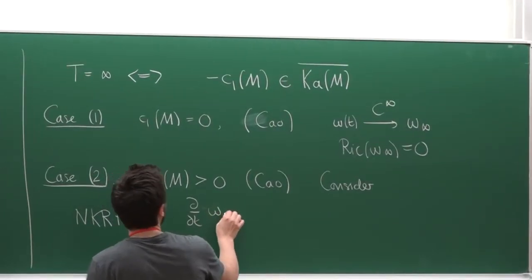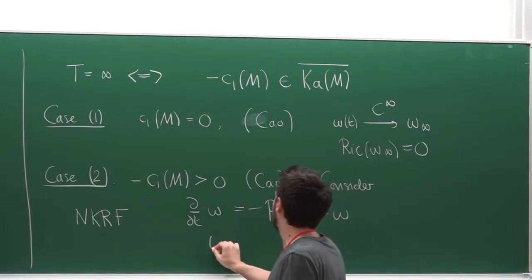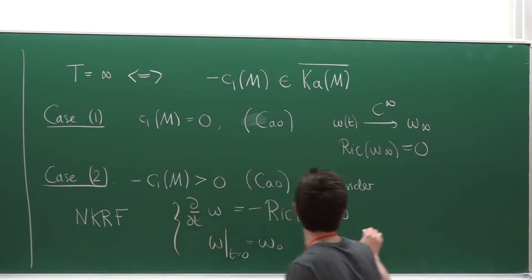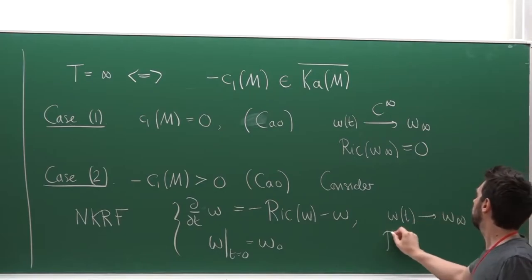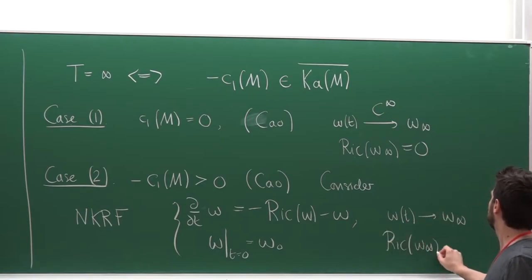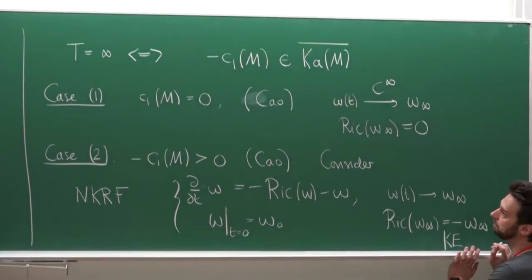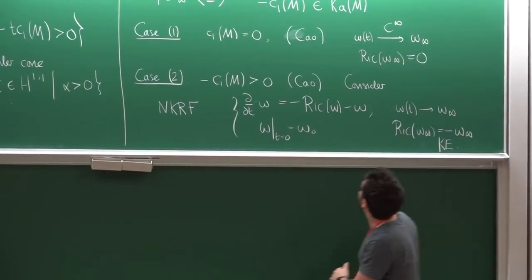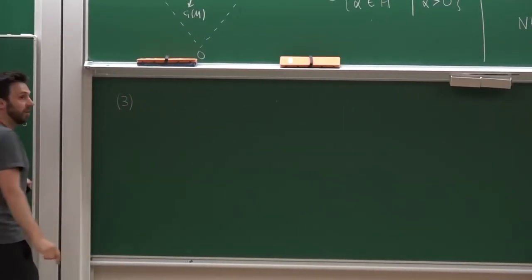So we consider the normalized Kähler-Ricci flow: d/dt of omega is minus Ricci minus omega, at t equals 0 is omega naught. And then we have that omega t converges to omega infinity, where the Ricci of omega infinity is minus omega infinity. So we get a Kähler-Einstein metric. So these are the two cases where you don't have singularities. What I want to focus on today is the case where you do, and there are two cases where you do have singularities, and those are going to be exactly the collapsing and non-collapsing cases.